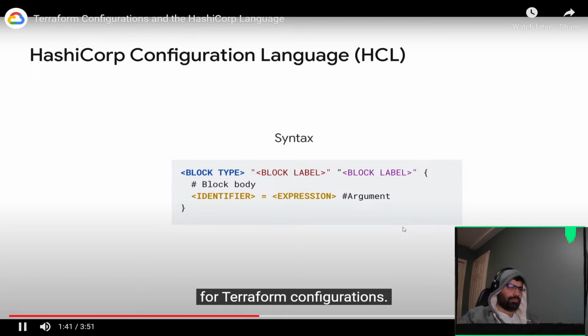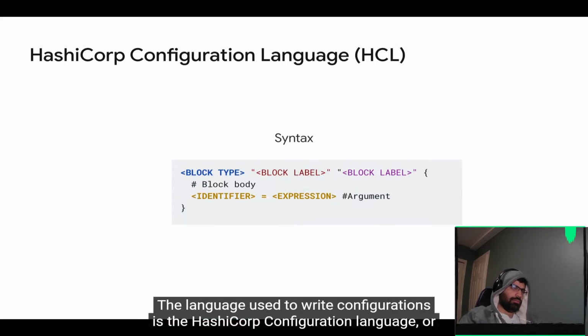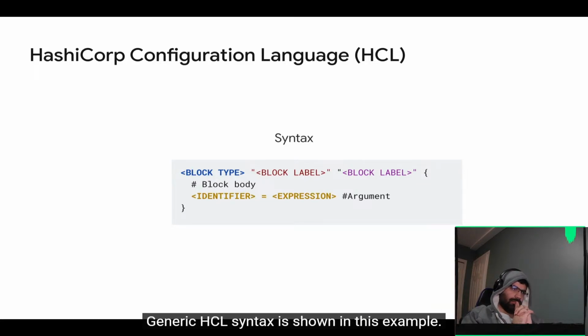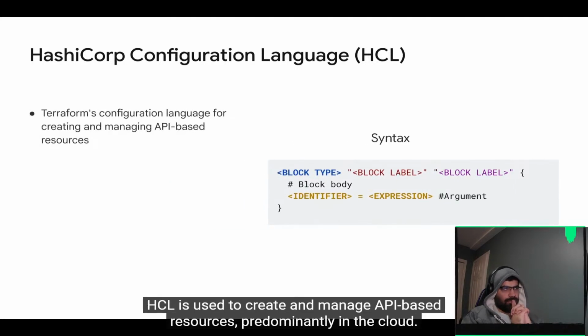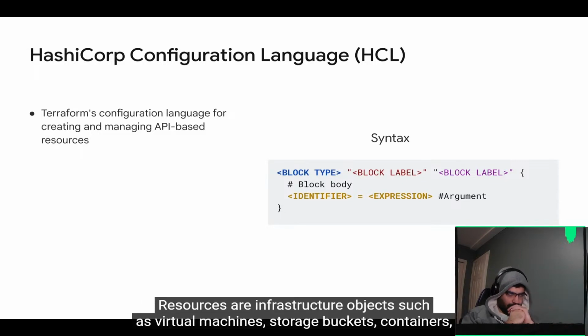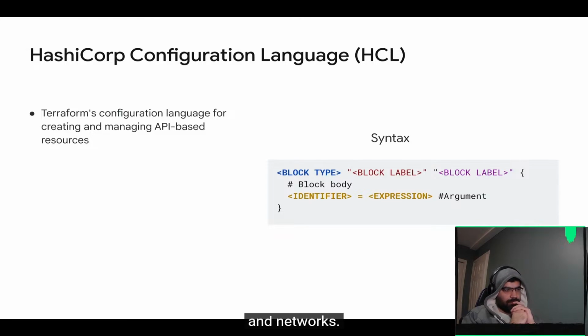The language used to write configurations is the HashiCorp configuration language, or HCL. Generic HCL syntax is shown in this example. HCL is used to create and manage API-based resources, predominantly in the cloud. Resources are infrastructure objects such as virtual machines, storage buckets, containers, and networks.